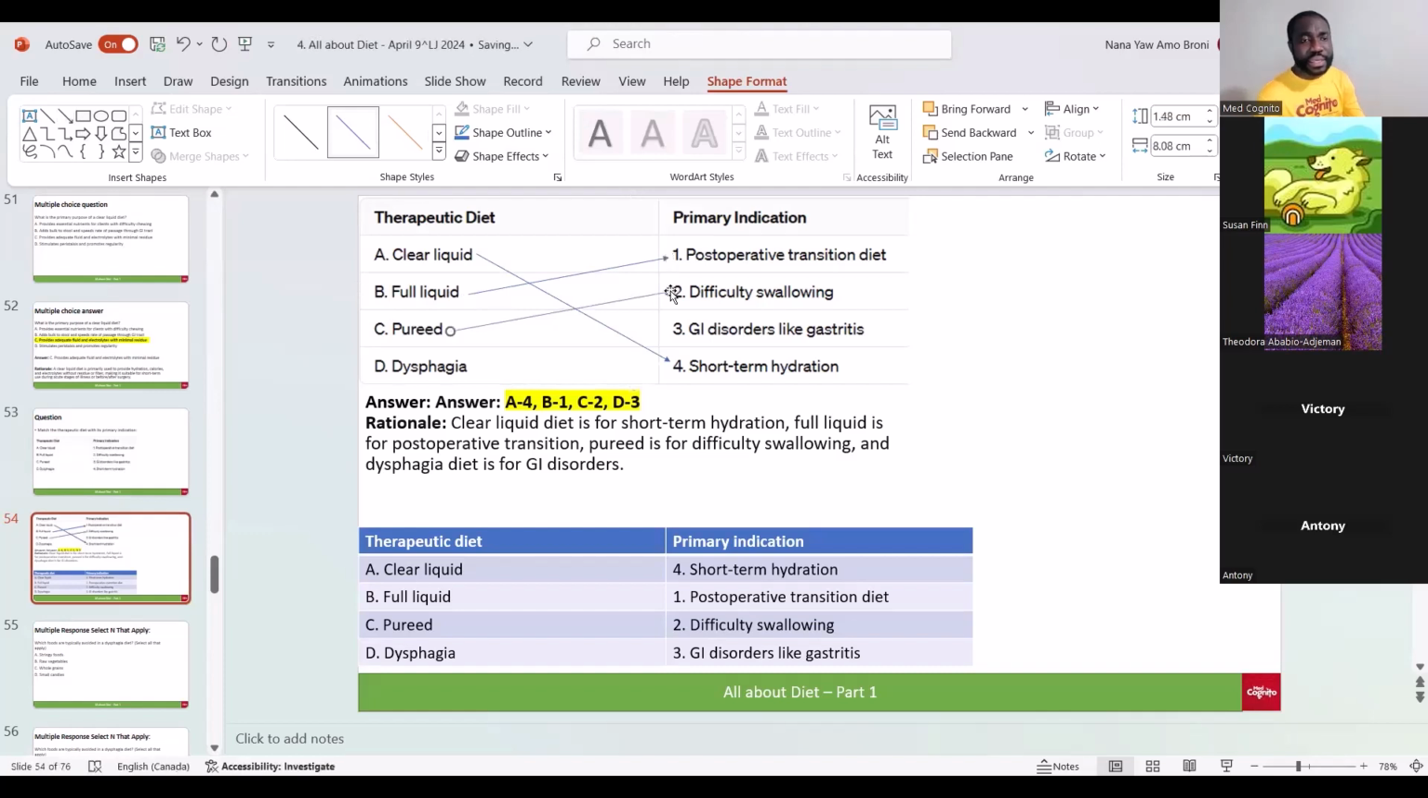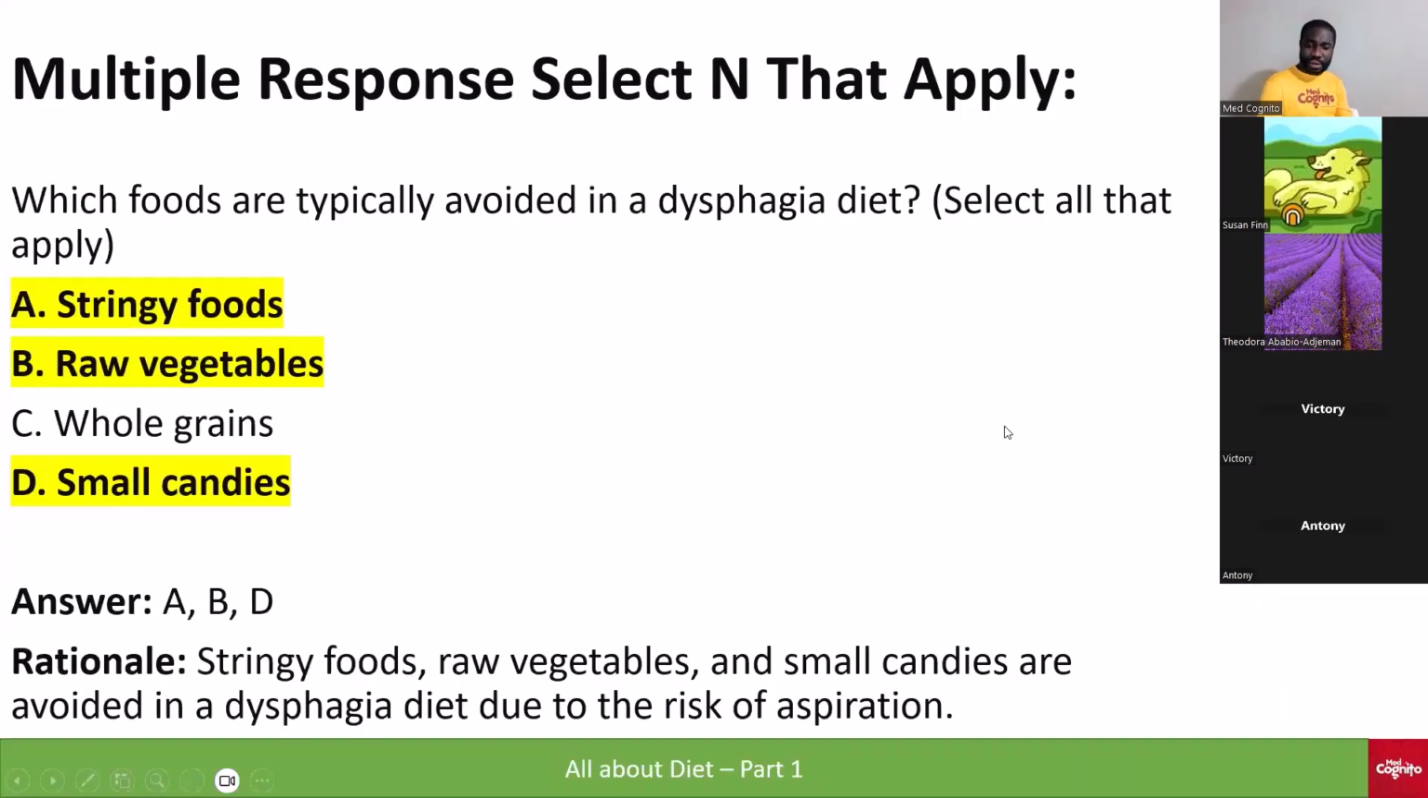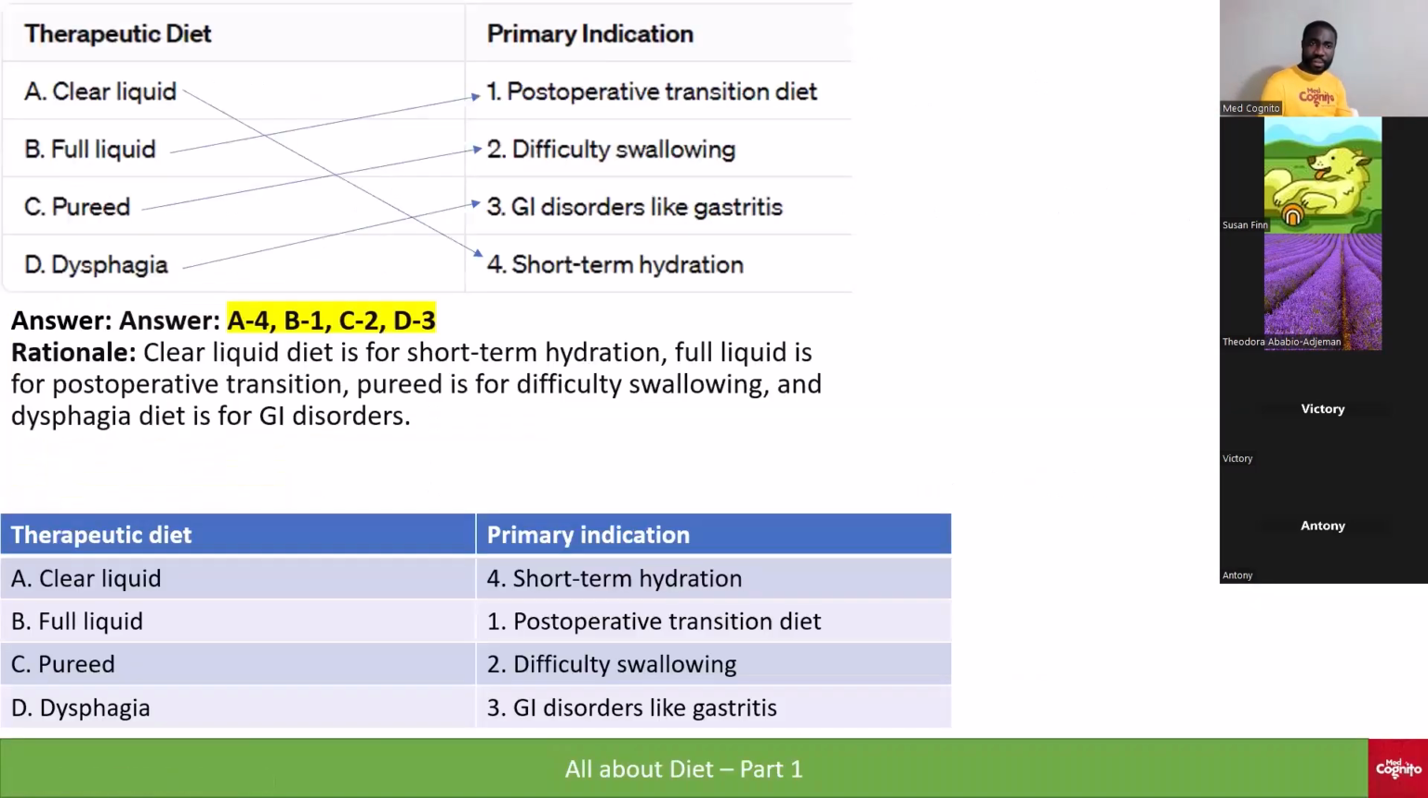And then dysphagia diet is for people with GI disorders like gastritis. Awesome. So this is how it will look. A4, B1, C2, D3. A4, B1, C2, D3. Does it make sense?